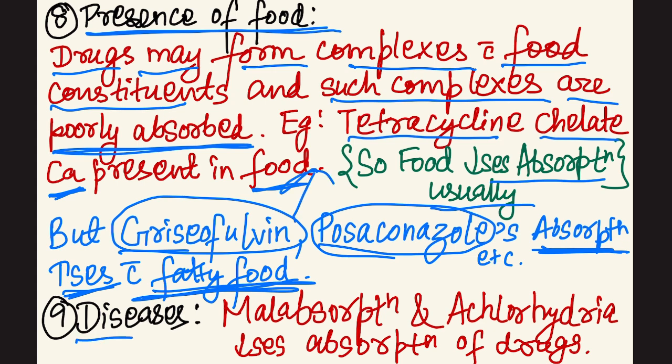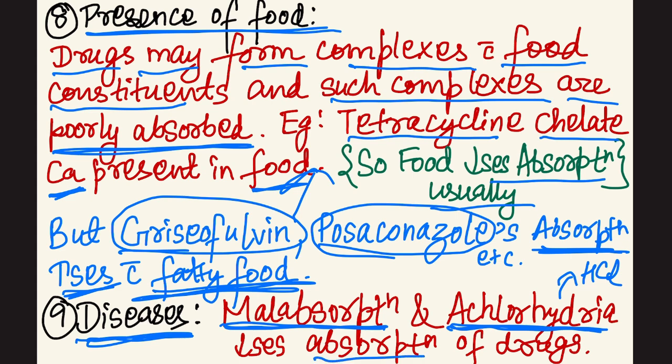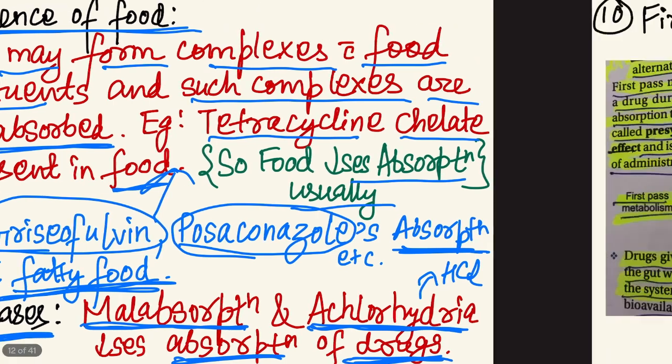Next, we have the diseases of the gastrointestinal tract. Suppose we have malabsorption syndrome, or achlorhydria, that is a decrease in HCl production by the stomach. In that case, the drug will not be absorbed properly, and as a result, absorption of the drugs decreases. So diseases affecting the gastrointestinal tract will also affect the absorption of drugs.